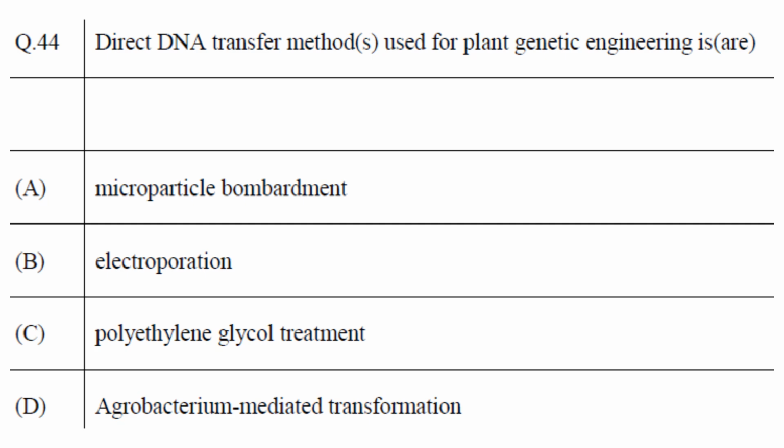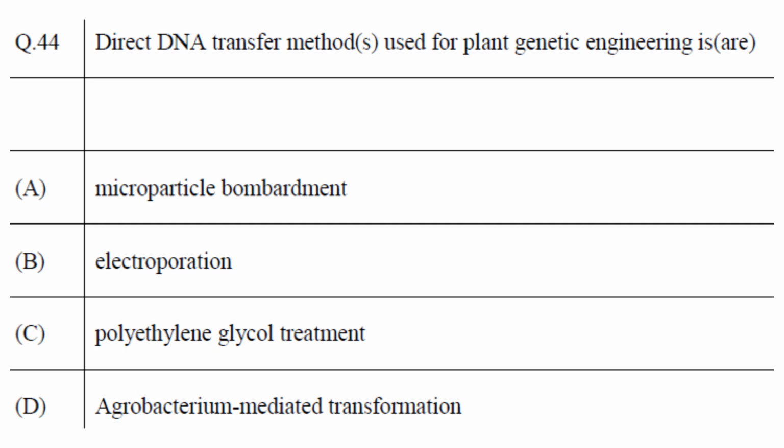Next one, direct DNA transfer method used for plant genetic engineering. In the direct DNA transfer method, the plant cell is directly injected, transferred, or transformed with DNA, and it doesn't involve the use of any vectors like Agrobacterium tumefaciens.